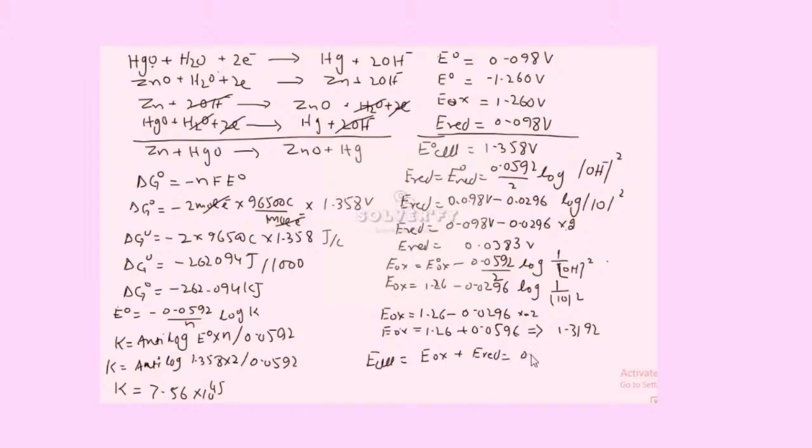So this is equal to 0.098 volt plus 1.3192 volt. The sum of the two values is equal to 1.358 volt. So it means there is no change in the potential of the cell when we add hydroxyl ion by tenfold to each half.